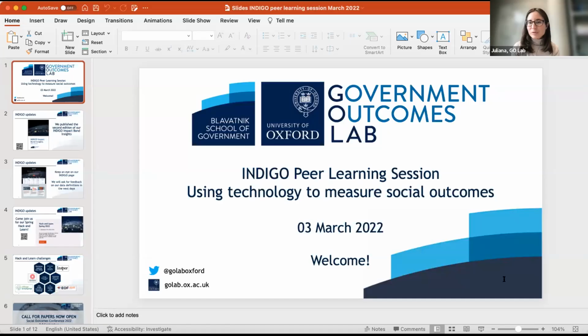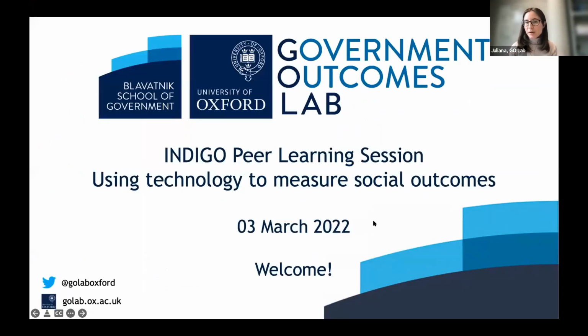Do we have an agenda for today, Juliana? You have the slide, you are in charge. Yes, so we're going to start sharing some Indigo updates, and then we're going to leave the floor to Richard and Tom, who will be speaking about the different uses of technology to measure social outcomes under the framework of outcome-based contracts. So first of all, welcome. We are delighted to have you all here again in our peer learning session.